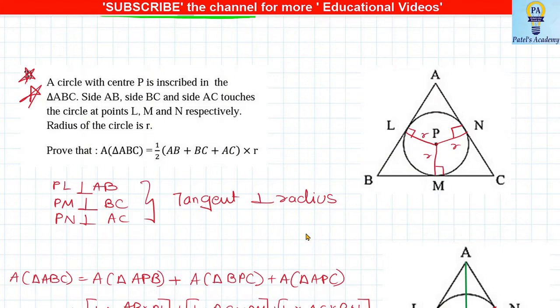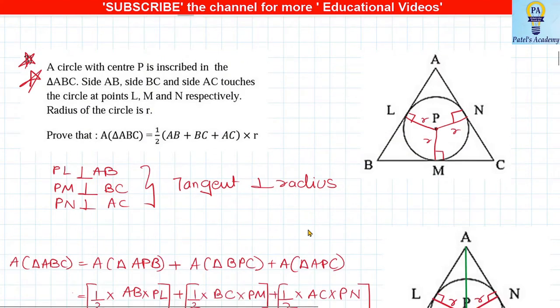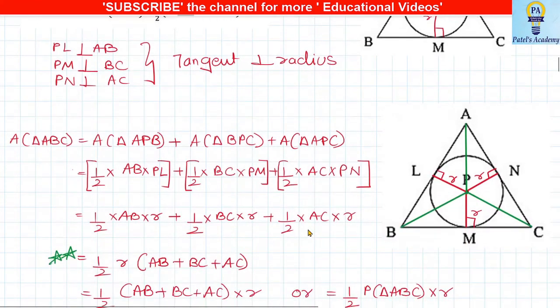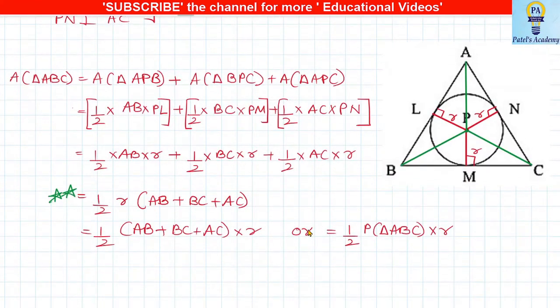Okay, these are nothing but the radii which are perpendicular to the tangent. So that is the first step what you have written, and the reason is tangent perpendicular to radius. Okay, so now what I've done is, students, I have redrawn the figure for you to understand more properly. Okay, now this is the next step.